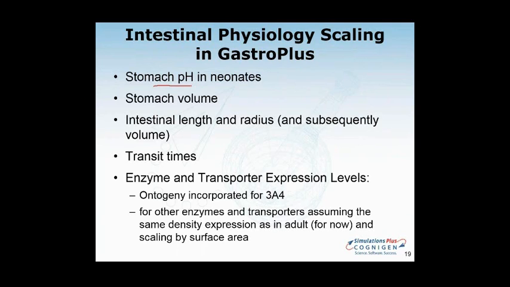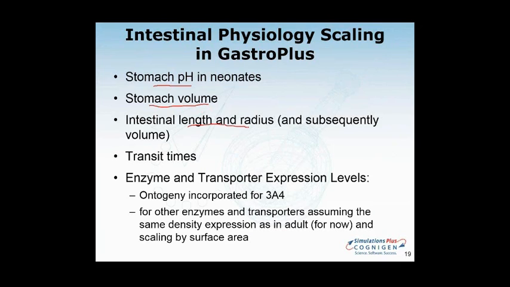Stomach volume, even though for this one, we just recently became aware of additional publications that are showing slightly different or quite a bit higher stomach volume than what we had from the original publications, so we might be revising that in upcoming versions. Intestinal length and radius, this is something that we developed or back calculated based on changes in the entire intestine growth.